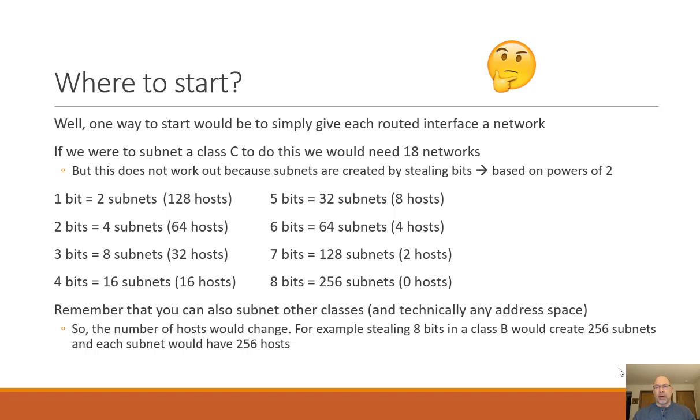Now, the other thing to remember about this is that we're talking about a Class C, and so it doesn't really make any sense to steal 8 bits. But if we were talking about a Class A or a Class B network, then we might have a situation where we might actually be stealing 8 or even more bits. For example, RIT does 9-bit subnetting. So we create 512 subnets in that case. In those cases, you can actually create lots and lots of subnets, far more than you would create if you were subnetting in a Class C.